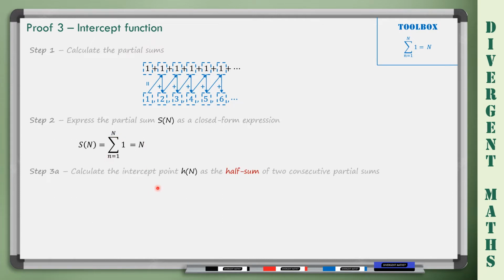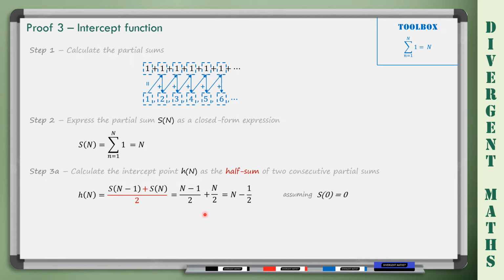Calculate the intercept point h of N as the half sum of two consecutive partial sums. So by definition, h of N is S at N minus 1, the partial sum at uppercase N minus 1, plus the partial sum at N, divided by 2, because we take the arithmetic average. So the first one is, of course, (N minus 1) over 2. The other one is N over 2. So if you combine those two, you have (2N minus 1) over 2, which is N minus 1/2.